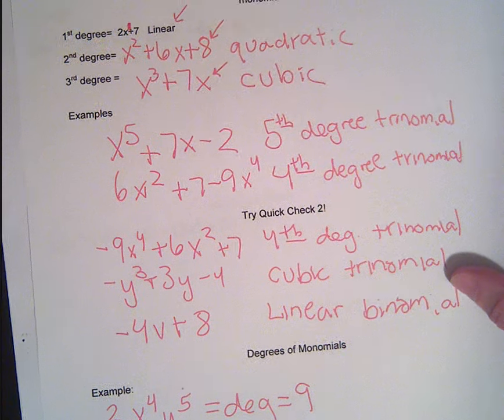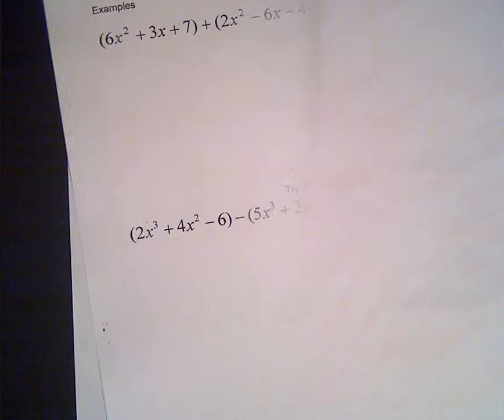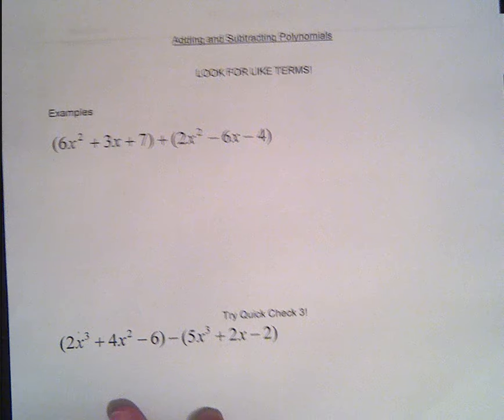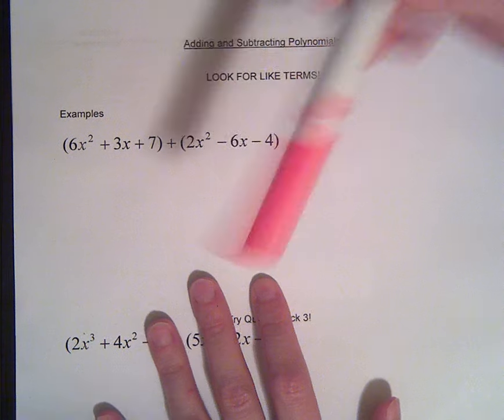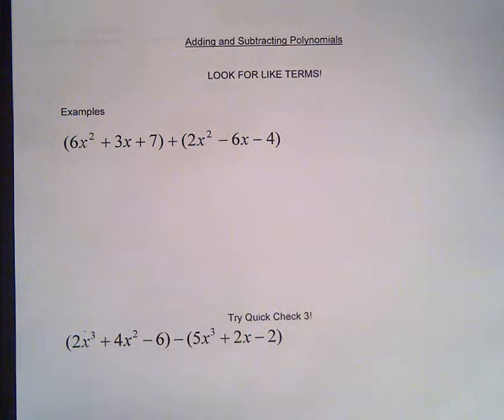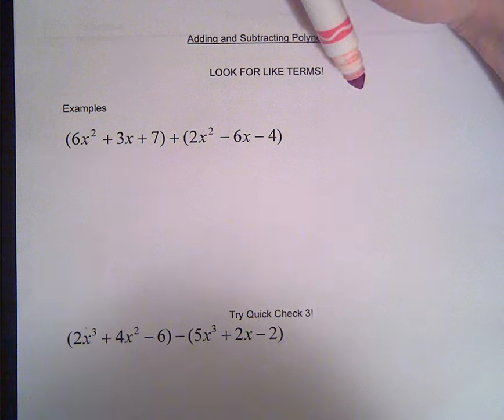Okay, so that was the first part of this lesson, which was how to describe polynomials. Now we're going to look at how to add and subtract polynomials. The big thing here is we want to look for like terms. First I'm going to start with just adding them. So I'm looking for like terms, and we want to group them together.